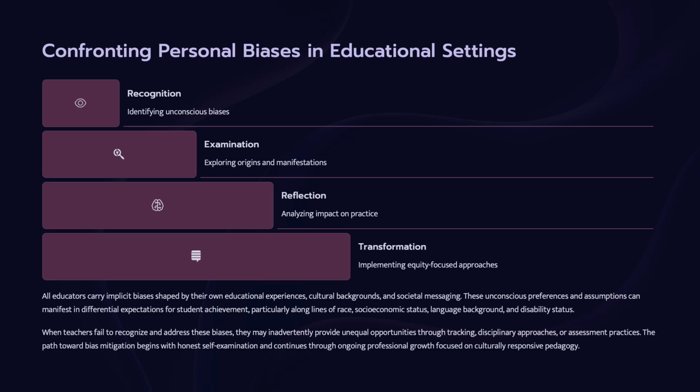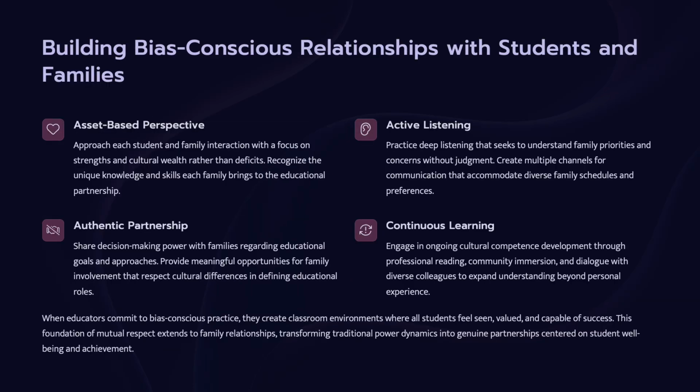All educators carry implicit biases shaped by their own educational experiences, cultural backgrounds, and societal messaging. These unconscious preferences and assumptions can manifest in different expectations for student achievement, particularly along the lines of race, socioeconomic status, language background, and disability status. When teachers fail to recognize and address these biases, they may inadvertently provide unequal opportunities through tracking, disciplinary approaches, or assessment practices. The path towards bias mitigation begins with honest self-examination and continues through ongoing professional growth focused on culturally responsive pedagogy.